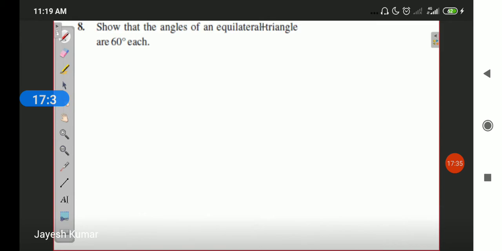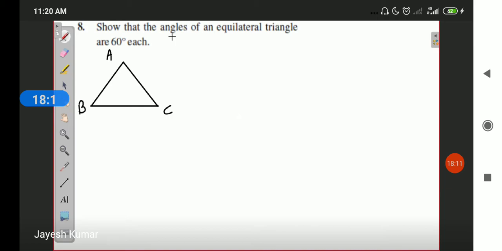Okay, now this is question number 8. That is the last question for today. Once again, no figure is given to us. We will draw the figure by ourselves. We are given: show that the angles of an equilateral triangle are 60 degrees each. So first of all, let me draw an equilateral triangle for you. This is an equilateral triangle, triangle ABC. For an equilateral triangle ABC, we have to prove that each angle is equal to 60 degrees.